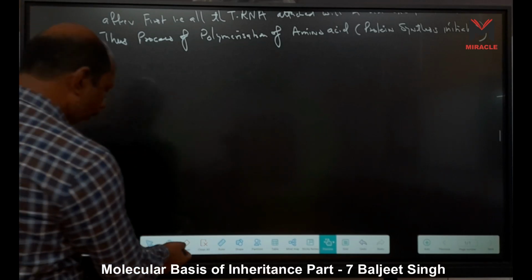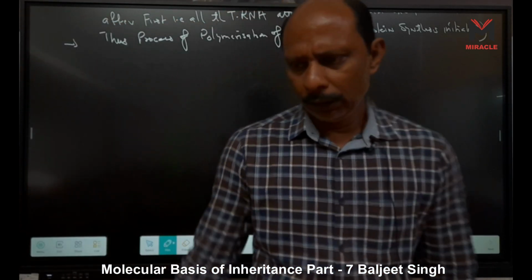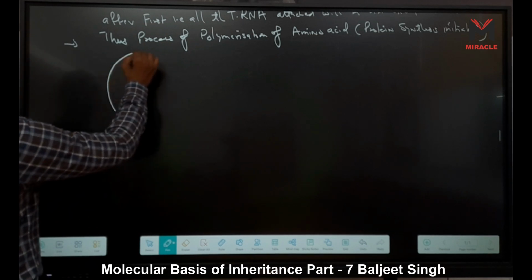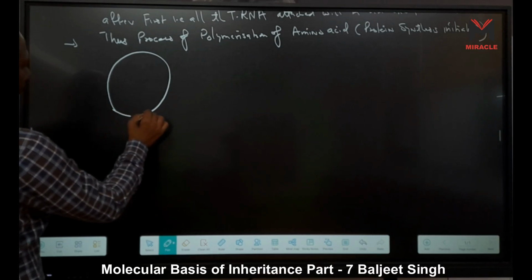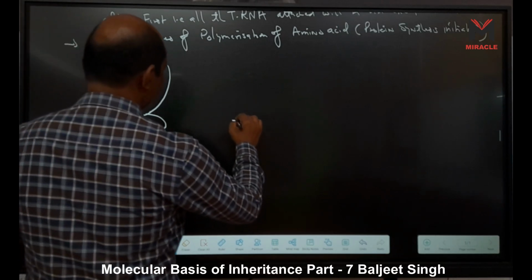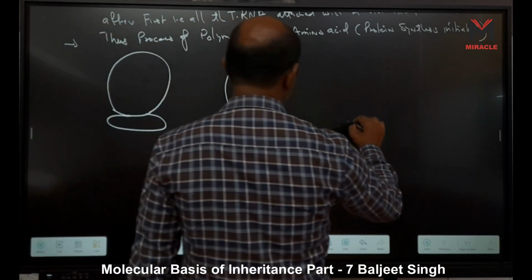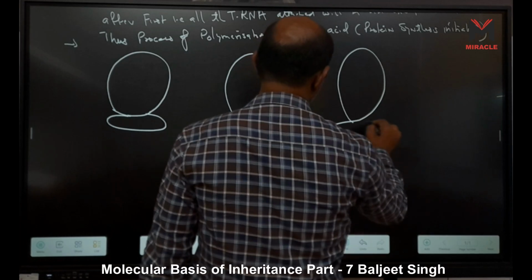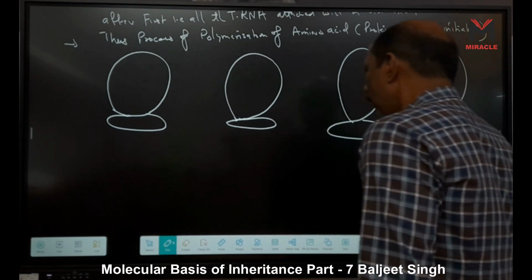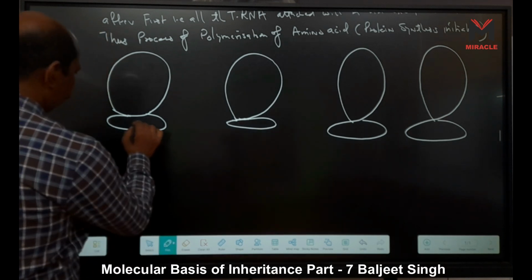I can draw a structure and try to explain through it. Here, this one is our large subunit, and this side is our small subunit. First case. Second, large subunit and small subunit. Same also, large subunit and small subunit. Now here, this one is our transfer RNA, and this one is our messenger RNA.